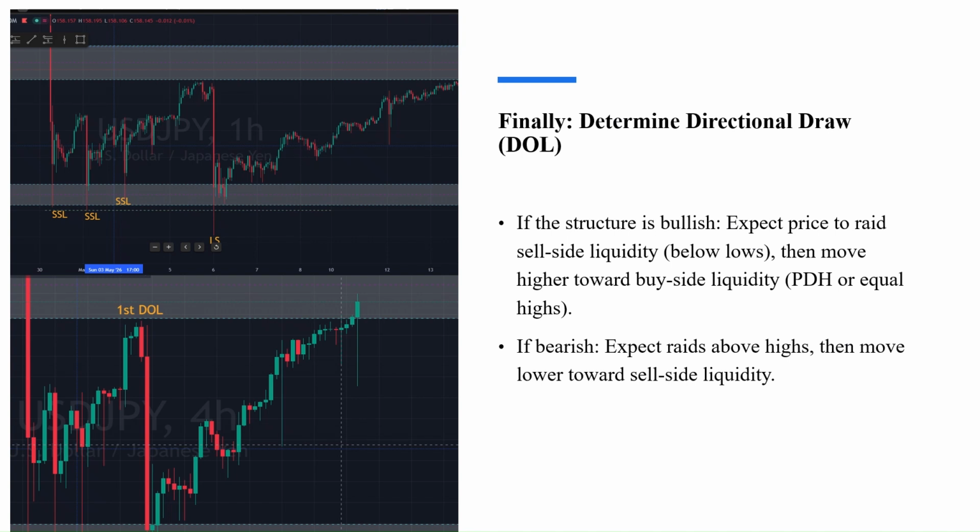So if the structure is bullish, we expect price to reach sell side liquidity, just like we said, below, then move higher to the buy side liquidity. And that buy side liquidity can be the previous day high, equal highs, or even a fair value gap or order block on a higher time frame. If we are bearish, we expect price to reach above highs, then move lower towards the sell side liquidity. The same thing applies on the sell side. So we're going to be jumping in to see the real life of what we have placed here.